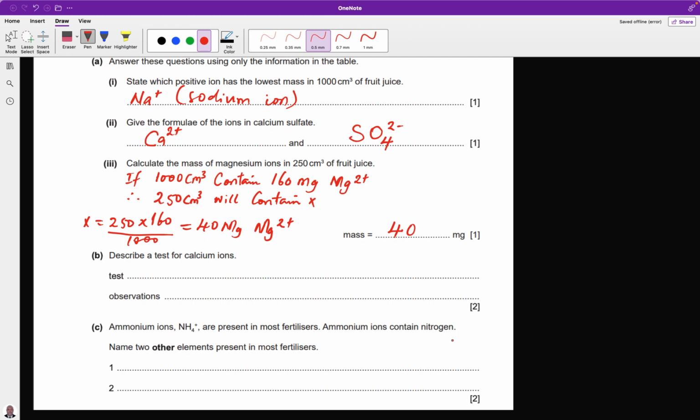Describe a test for calcium ions. A test for calcium ion, referring to our test for cations. A simple test for calcium ion will be on adding aqueous sodium hydroxide to a solution containing calcium ion, white precipitate are formed and do not dissolve in excess. That is just all. Or adding aqueous ammonia to a solution containing calcium ion, no precipitate are formed. It's simple.